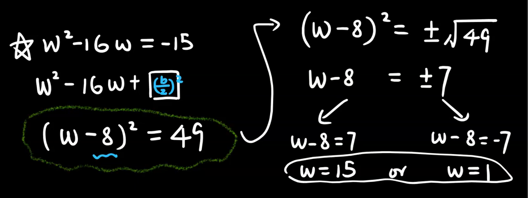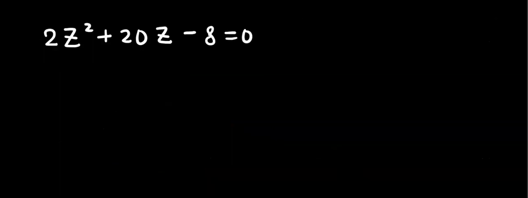This is our final solution for this problem. Let us look at our next problem. 2z squared plus 20z minus 8 equals 0. You know me, I like to travel light. Since they're all even, I'm going to have each term divided by 2. Okay? Alright, each term divided by 2, we're going to create a new equivalent equation.